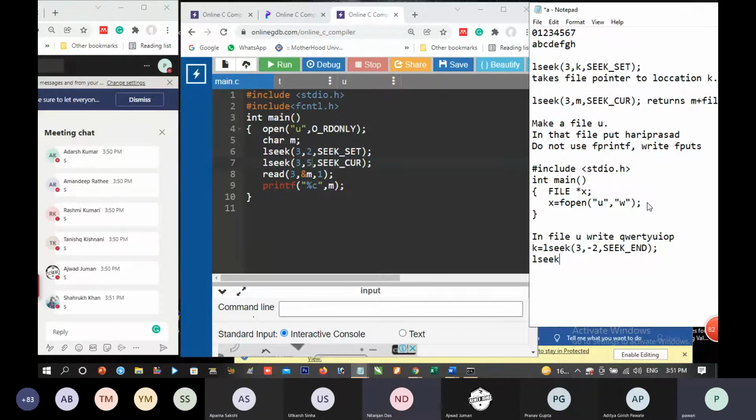Sir, here we were not doing k equal to lseek(3, 5, SEEK_CUR). Because here 5 was a positive number, when there is a positive number, the file pointer moves automatically. When there is a negative number, the file pointer does not move. Only FP plus K is computed where K is negative. Is it correct? Here both the works are getting done. We could have done that method also. Yes.